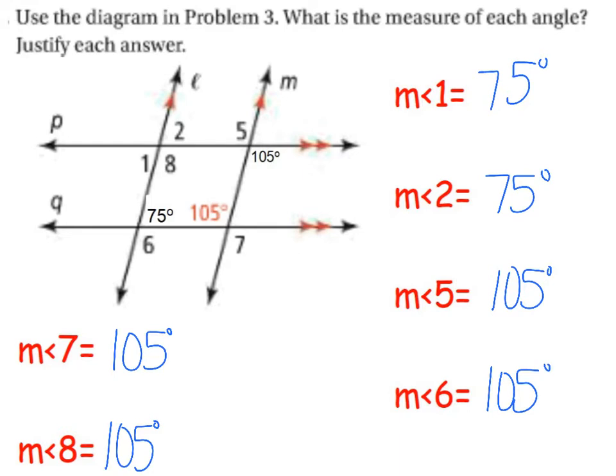And ultimately, you'll see that everything's either a 75 or a 105, and you can kind of tell from the picture even, if you had to choose, 5 is obviously an obtuse angle here, whereas 2 is an acute angle. And so if I'm picking between a 105 and a 75, that should help you kind of decide.